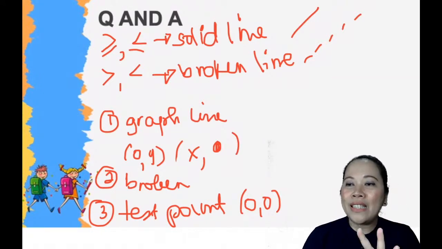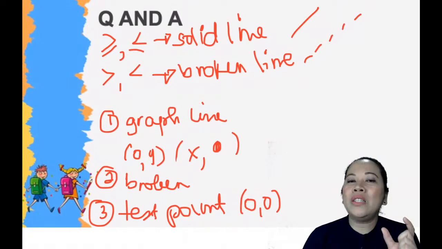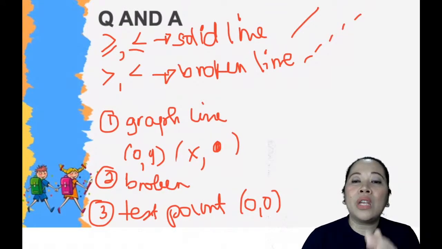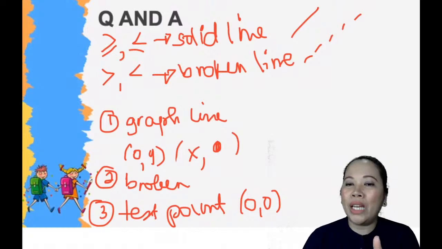So only 3 steps. The first step is to find the 2 points to graph it, and the best points are the intercepts, the x and the y intercept. Once you have identified your x and y intercept, you graph it. Check first the inequality sign. If it is greater than or equal, or less than or equal, it's a solid line. If it says greater than or less than, it's a broken line.